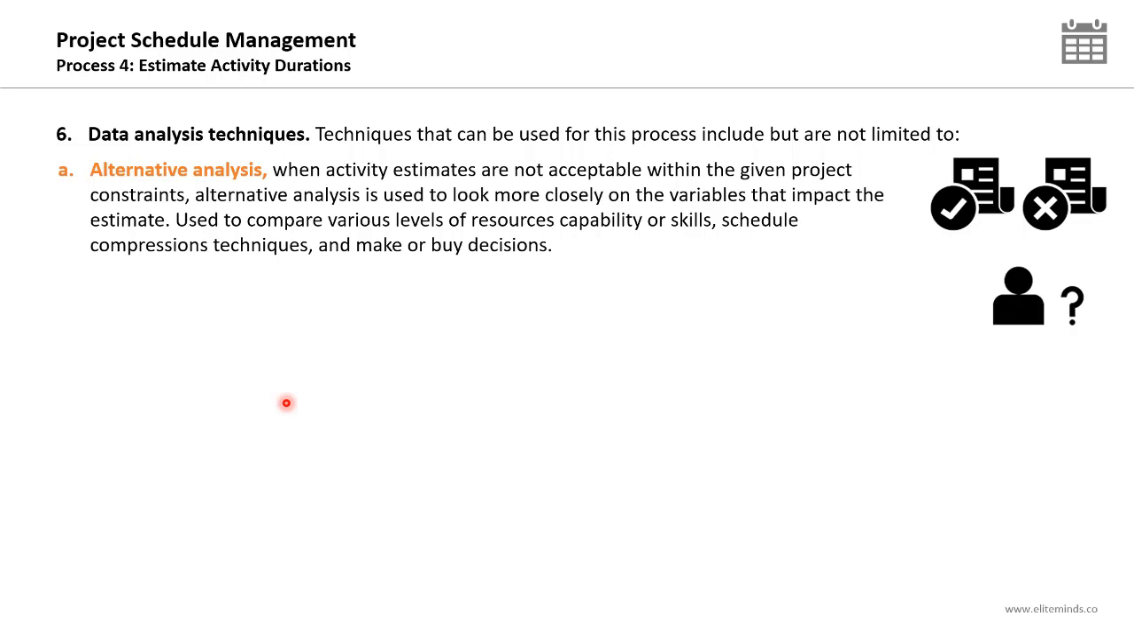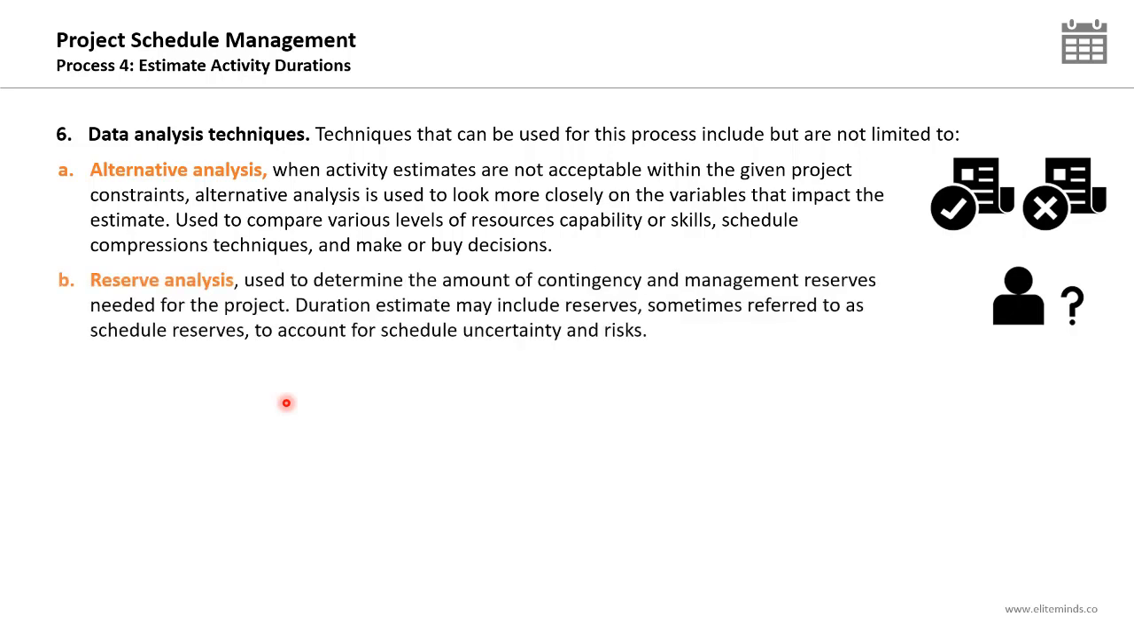So we can use alternative analysis to assess the options or alternatives available when it comes to resources assigned to each activity. We also have the reserve analysis, used to determine the amount of contingency and management reserves needed for the project. Contingency reserves and management reserves will be discussed in detail as part of the risk management knowledge area. However, the contingency and management reserves are amounts of time or budget set aside to deal with the project risks. Duration estimates may include reserves, sometimes referred to as schedule reserves, to account for the schedule uncertainty and the risk.